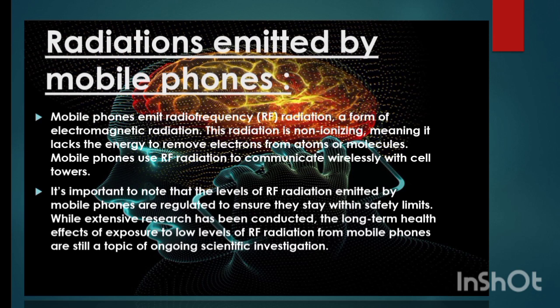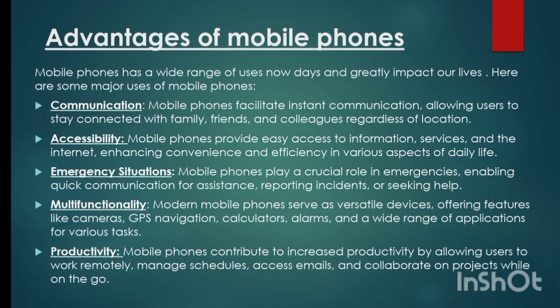Mobile phones use radio frequency radiations to communicate wirelessly with cell towers. It's important to note that the level of radio frequency waves emitted by mobile phones is regulated to ensure that they stay within safety limits. While extensive research has been conducted, the long-term health effects of exposure to low levels of radio frequency radiations from mobile phones are still a topic of ongoing scientific investigations.